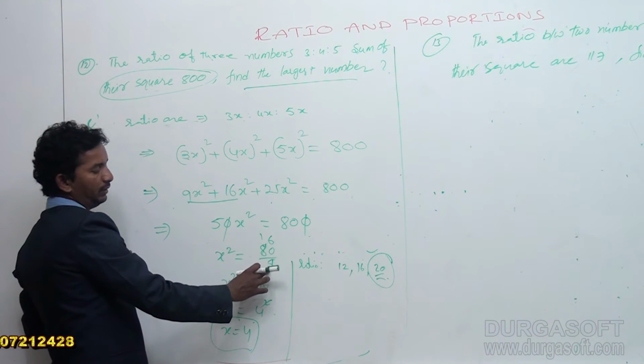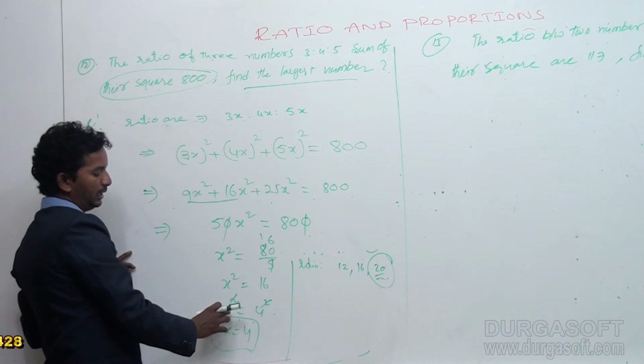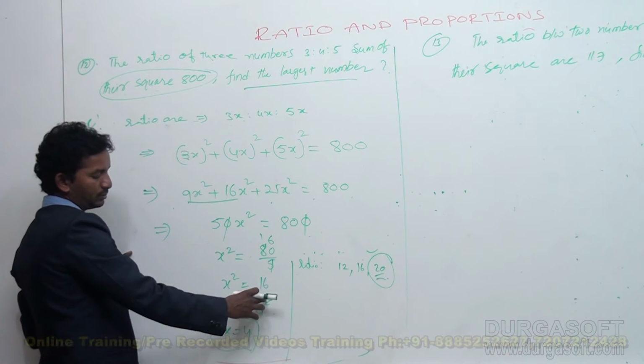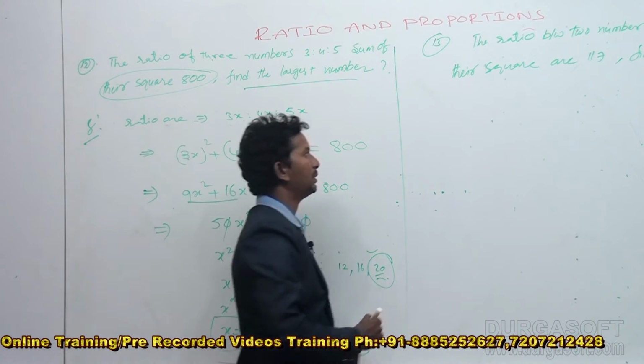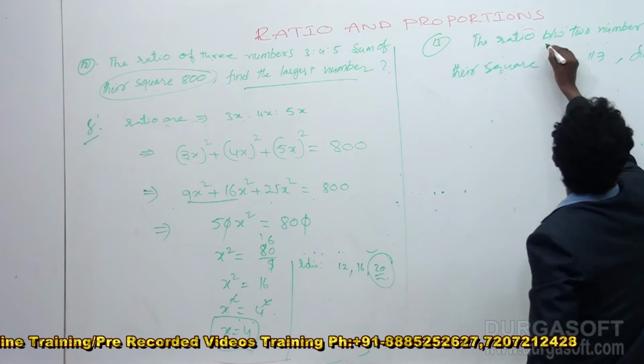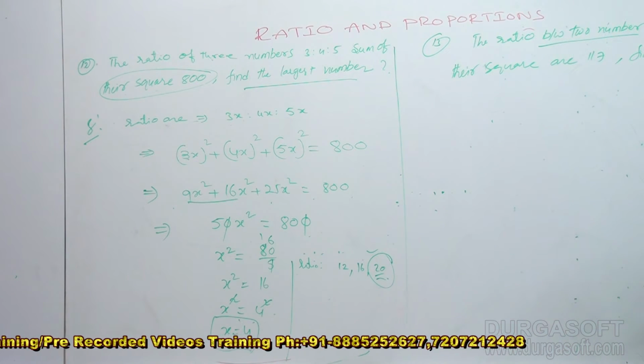Now 80 by 5, 16 times cancellation. X square is equal to 16. X square is equal to 4 square. Square will be cancelled. X is equal to 4. Now coming to this problem, the ratio between two numbers is 3:2.